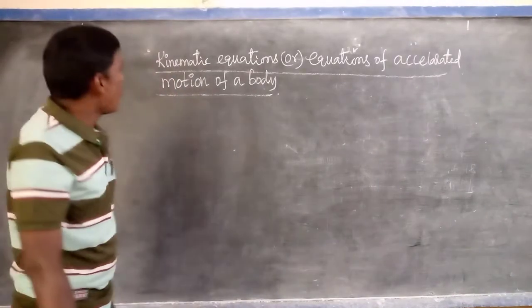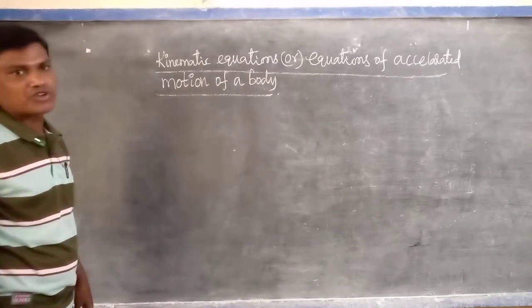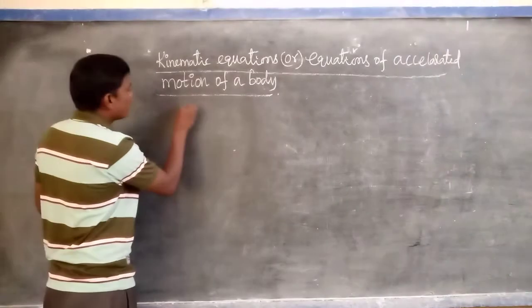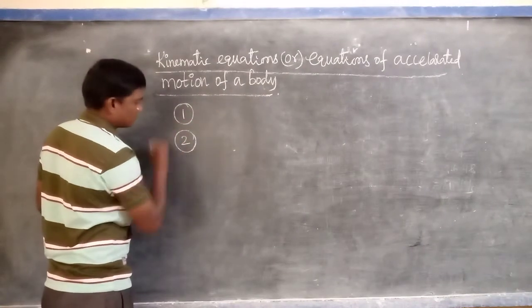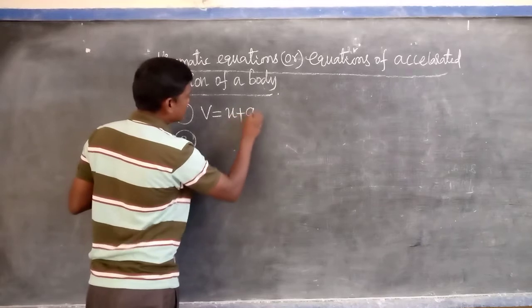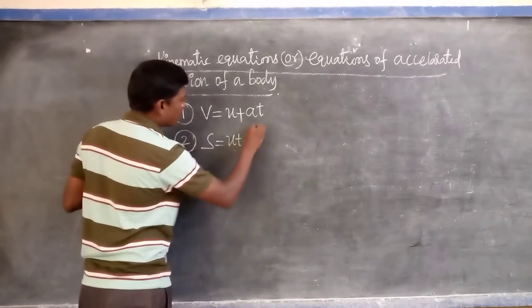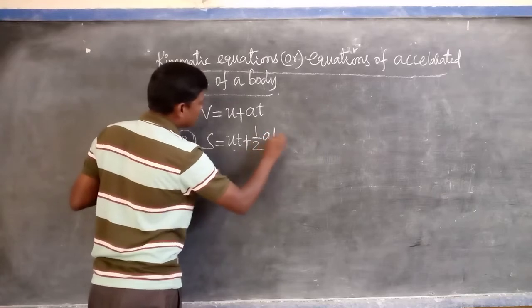But totally, how many kinematic equations of accelerated motion of a body are there? Totally 4 are there. V is equal to U plus AT. S is equal to UT plus half AT squared.